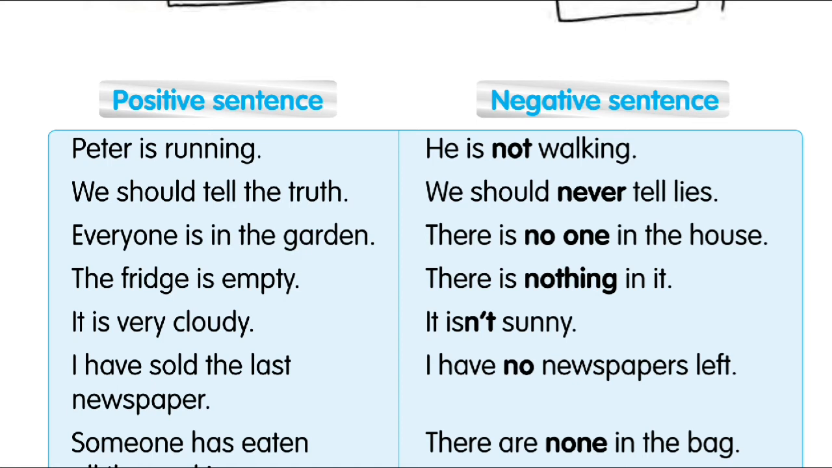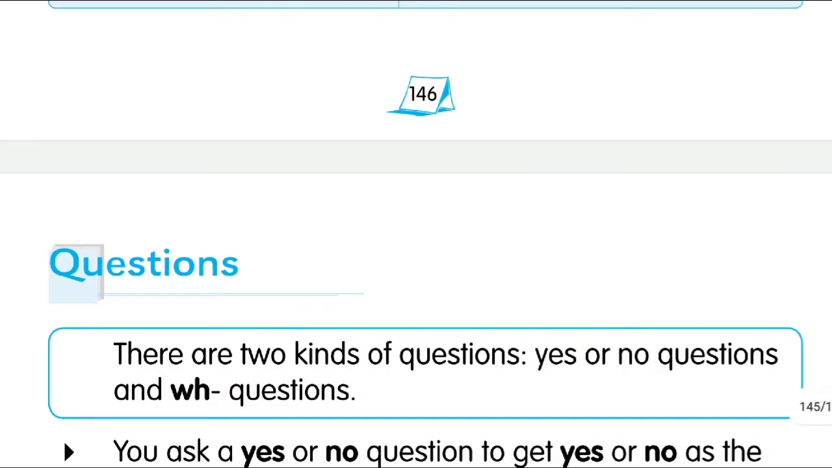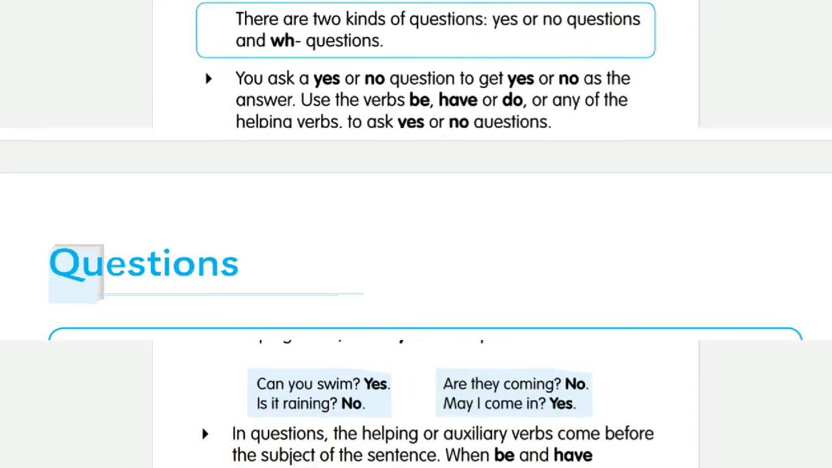Means if you are saying there is half a glass of water, it is positive. And if you are saying the half glass of water is empty, meaning there is no water in the glass, then it is negative. So like that, we will move to the question mark.